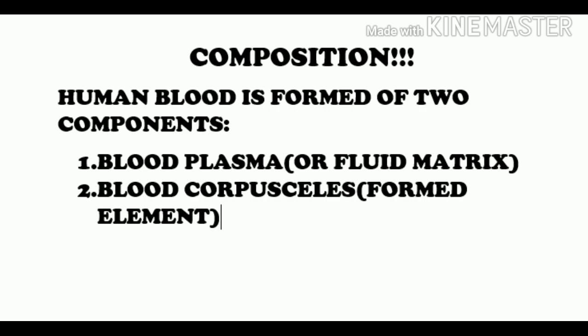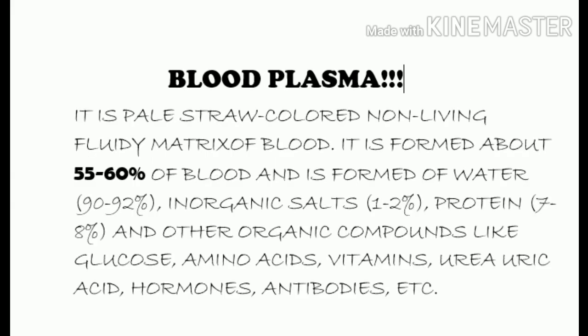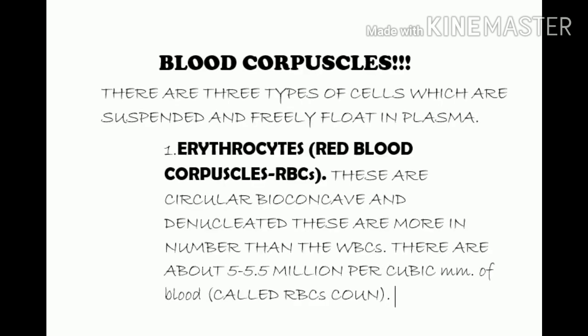Human blood is formed of two components. Blood plasma, which is a fluid matrix, and blood corpuscles, the formed elements. We will discuss blood plasma first, briefly. It is a pale straw-colored, non-living fluid matrix of blood. It forms about 55 to 60% of blood and is formed of water 90 to 92%, inorganic salts 1 to 2%, proteins 7 to 8%, and other organic compounds like glucose, amino acids, vitamins, urea, uric acid, hormones, antibodies, etc. And second is blood corpuscles.